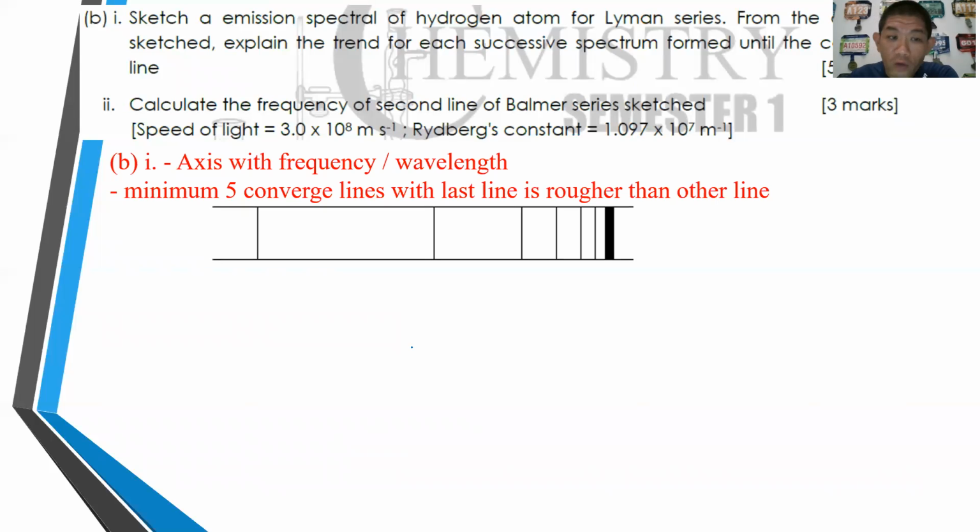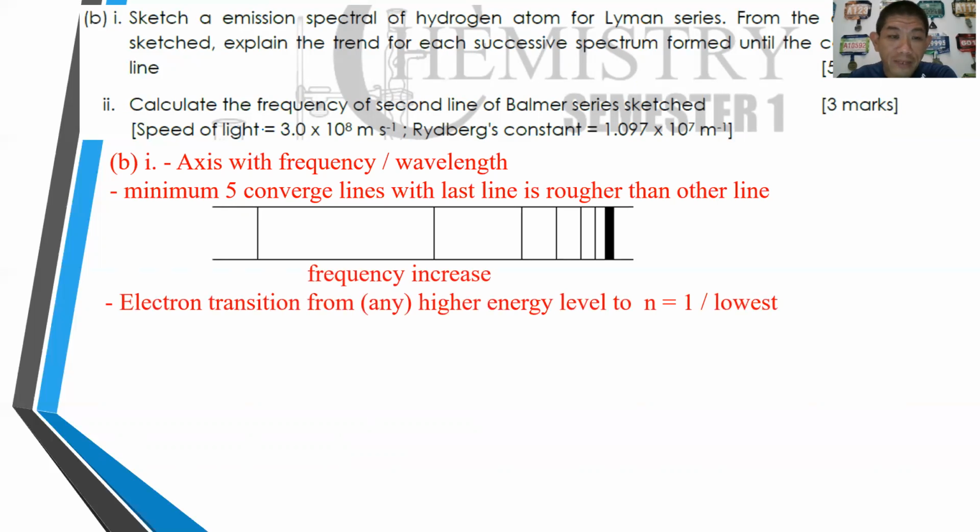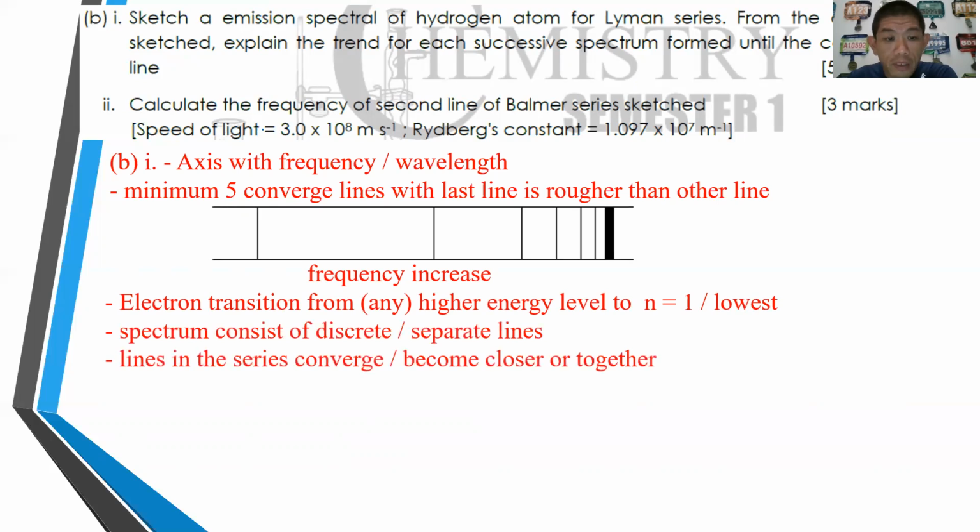Okay, so axis with frequency and wavelength. Okay, so you try your best to describe as much as you can. So in this spectral line emission, you have to mention that the frequency increases accordingly, or you say the wavelength decreases, either one, but you must mention this one. This one is very important. Okay, so you must have the line starting from the first line, which is the furthest. Then you have a second line, a third line, and a fourth line, and so on until it reaches the convergence limit.